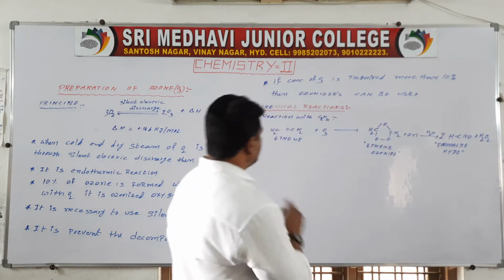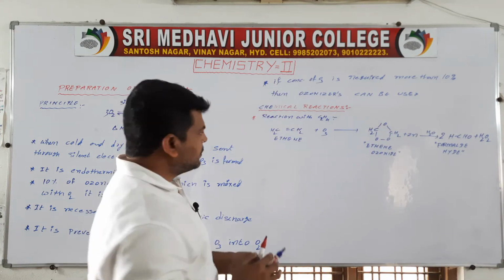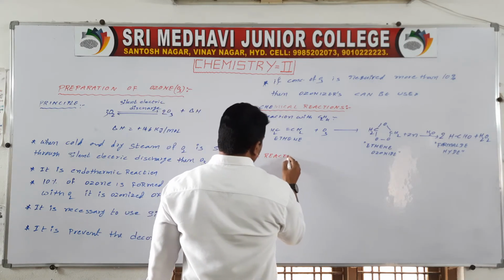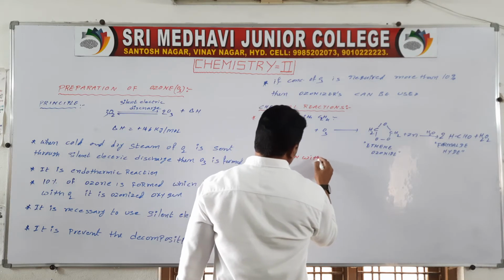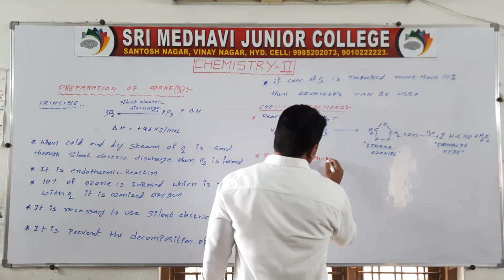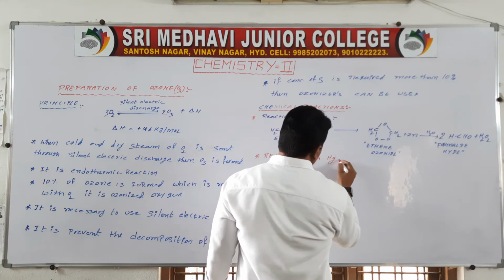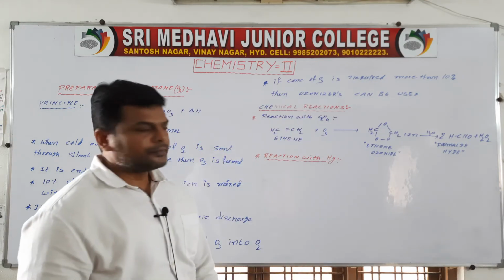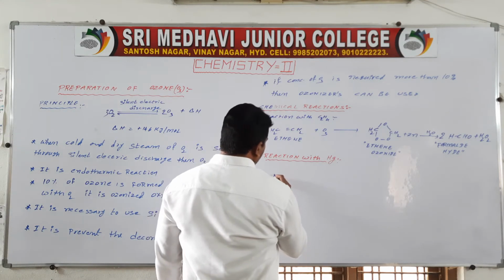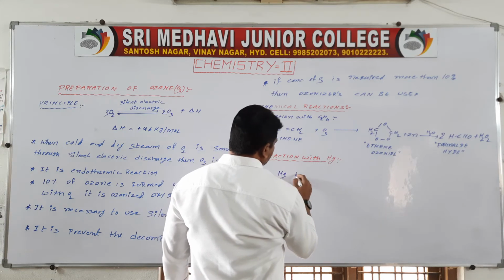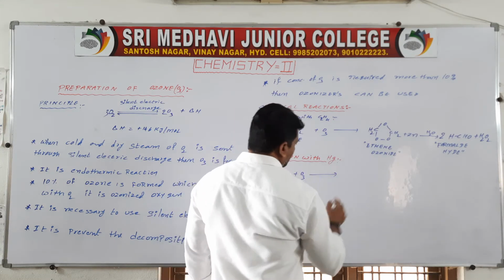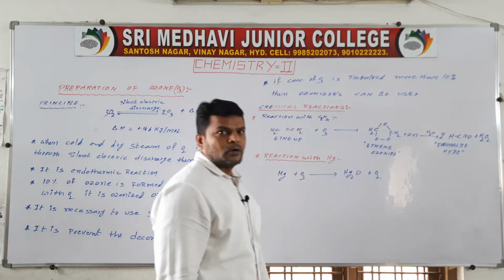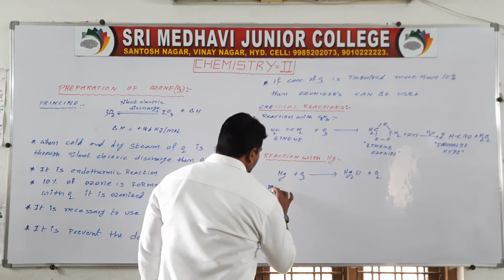Formaldehyde. So this is nothing but a reaction with C2H4. Then a reaction with Hg. Reaction with Hg means mercury. See here, when mercury reacts with ozone, it forms Hg2O plus O2.